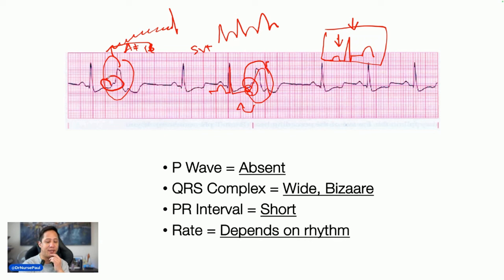In this case, how many QRS have you seen, guys? 4, 5, 6, 7, 8. 8 times 10 is 80. Is it still a normal heart rate? Yes or no? Yes. That's why if you're just looking at the rate, you might not see it.